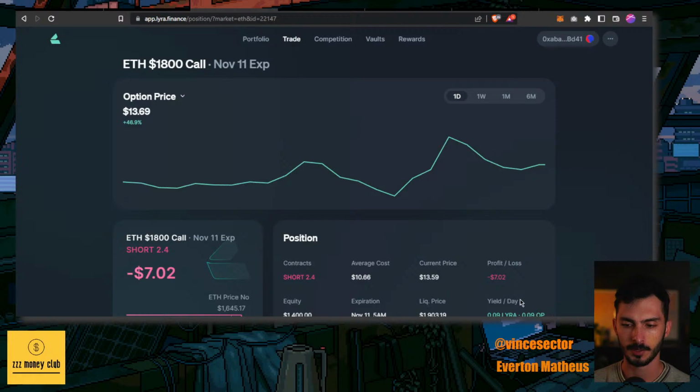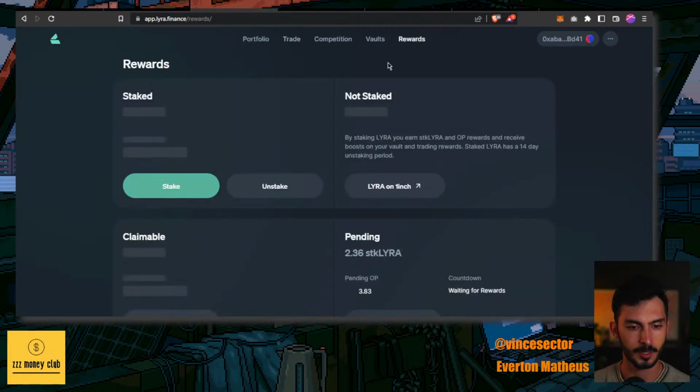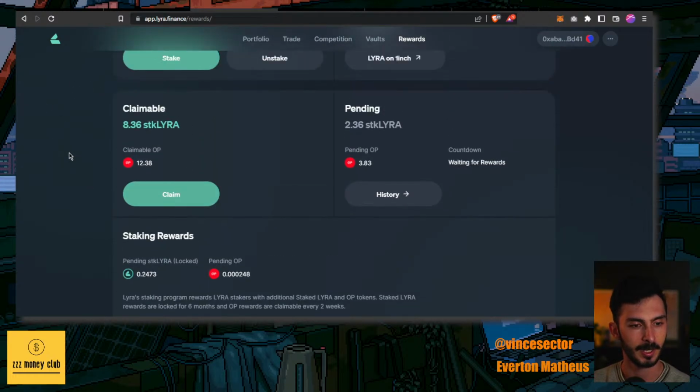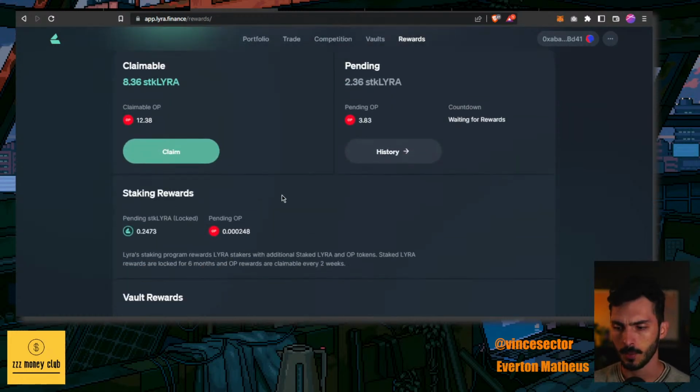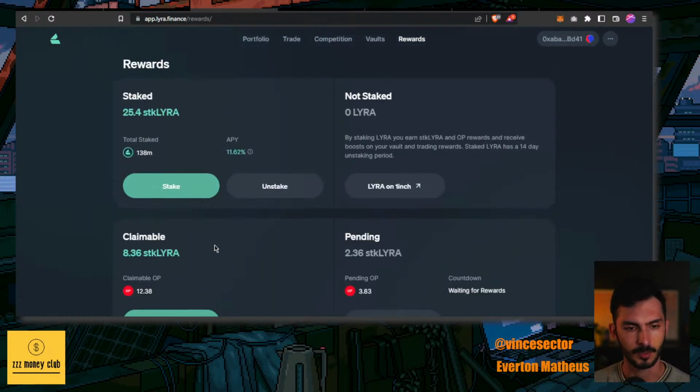And you can actually redeem this if you go to rewards, and you can see I have some staked Lira, and I can claim 12 OP and 8 staked Lira tokens. And why would you do that? Why would you stake or claim these tokens right here? Well, if you stake, you get a little bit of an APY on your tokens, which doesn't hurt, even though these are governance tokens. But I didn't pay for these tokens, so I'm getting yield on something that I got for free, which is nice.